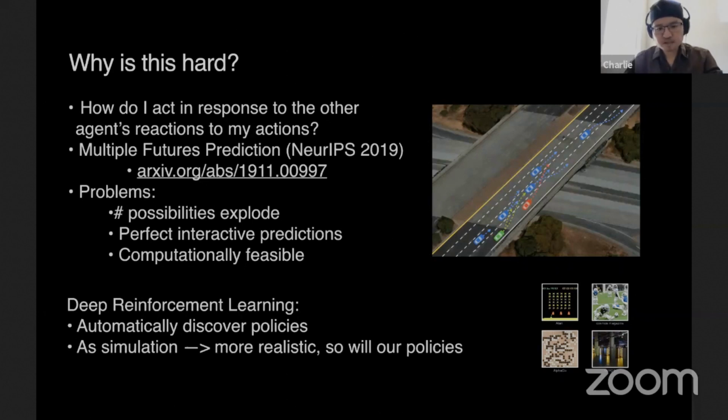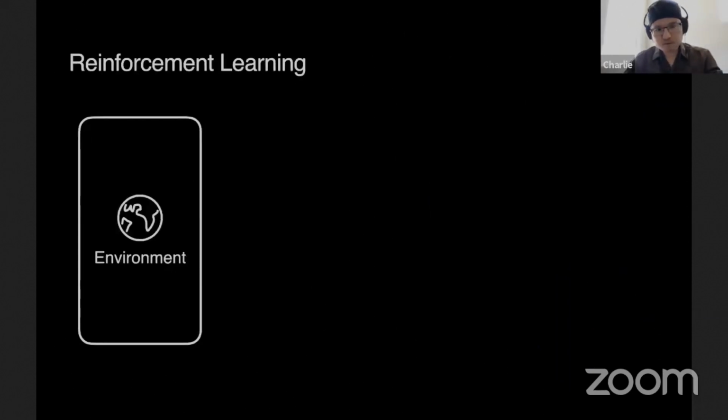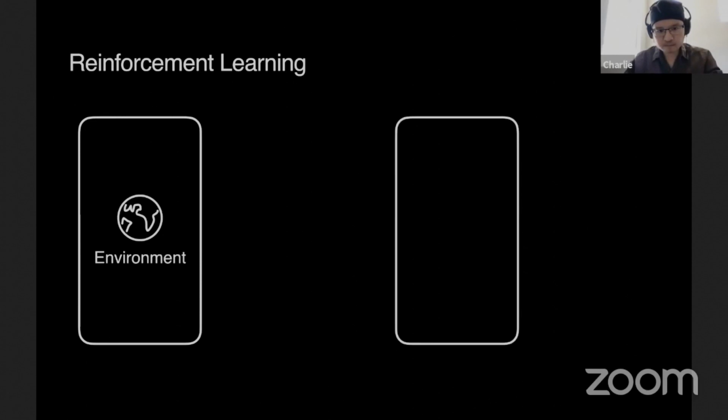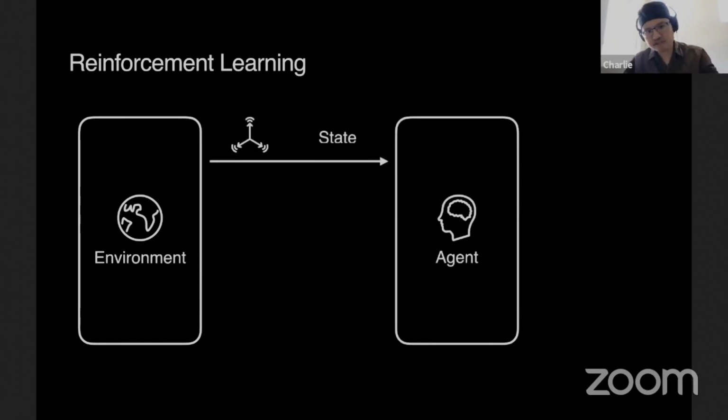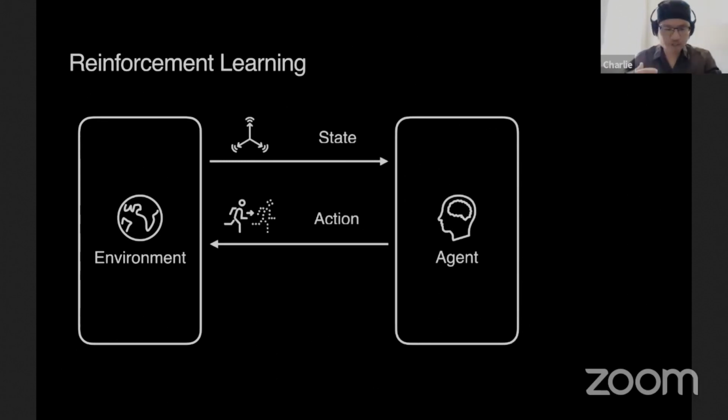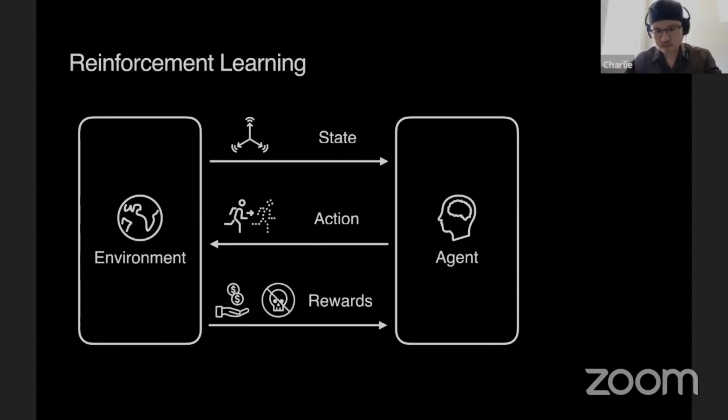Okay, for those of you who might not be familiar with RL, I'm going to give just a brief overview. In the reinforcement learning framework, you have an environment. This could be your simulation, or it could be the real world. Then you have an agent that lives in the environment, observes certain states, and is able to execute an action within the environment. The environment then provides rewards back to the agent.